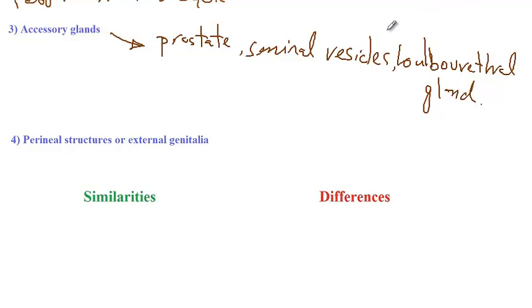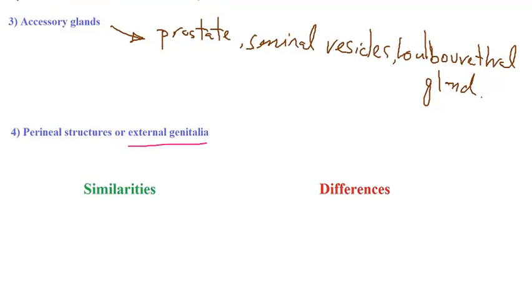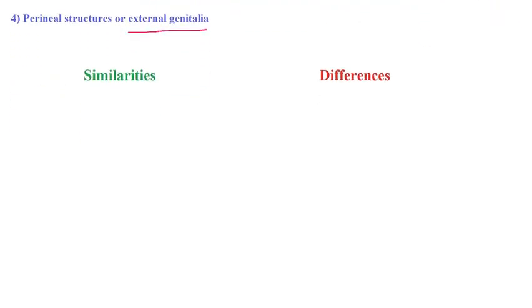In females, on the other hand, uterus is the structure that provides support and protection for the growing embryo. And then finally, we have the perineal structures or external genitalia. So now let's go over the similarities and differences between the male and female reproductive systems.